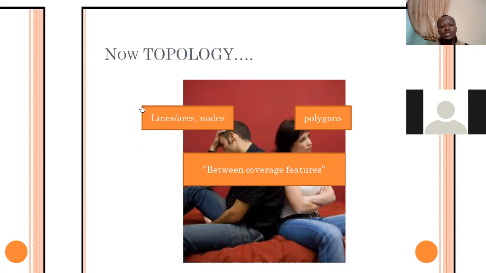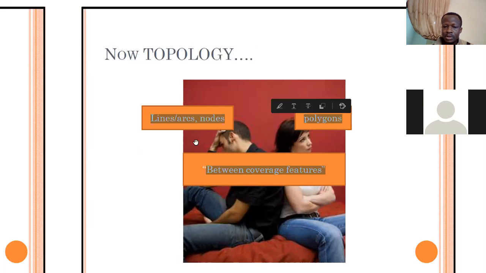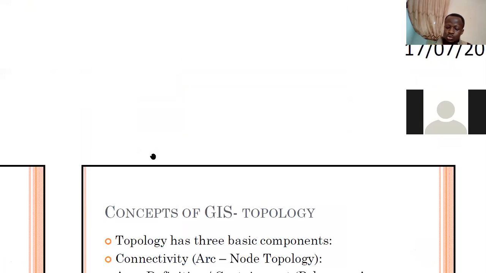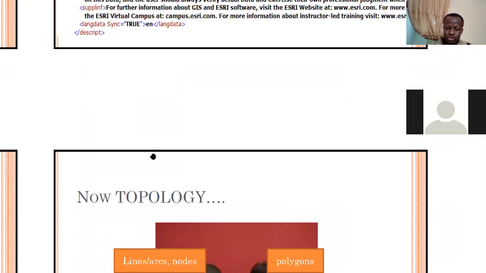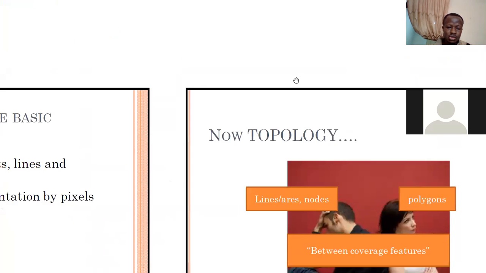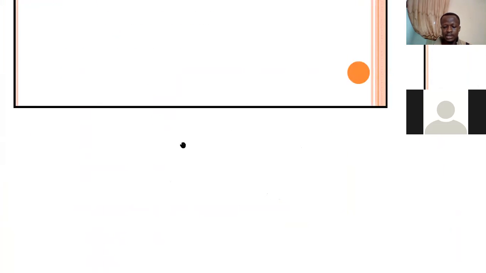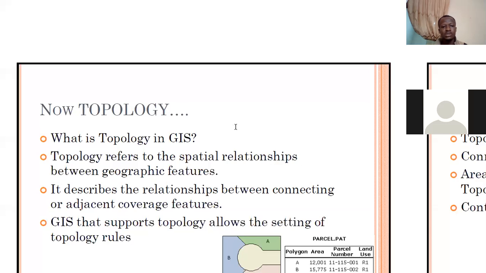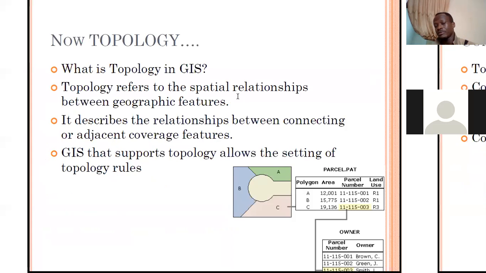All right. So let's talk about the next two topics. Topology. So topology is about relationships between geographic features. What is topology? Topology refers to a spatial relationship between geographic features. Geographic features, for example, wherever you are, look around you, look outside your building, all the things you are seeing are geographic features.